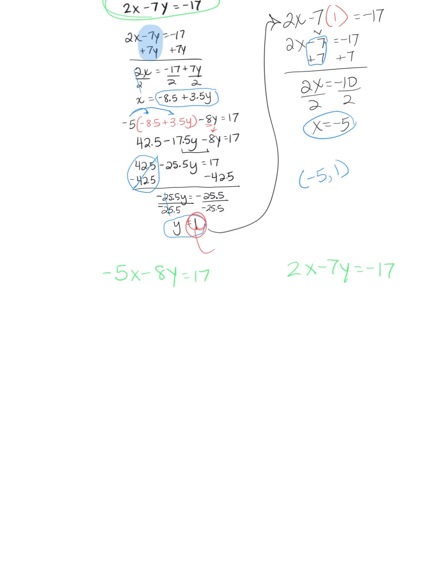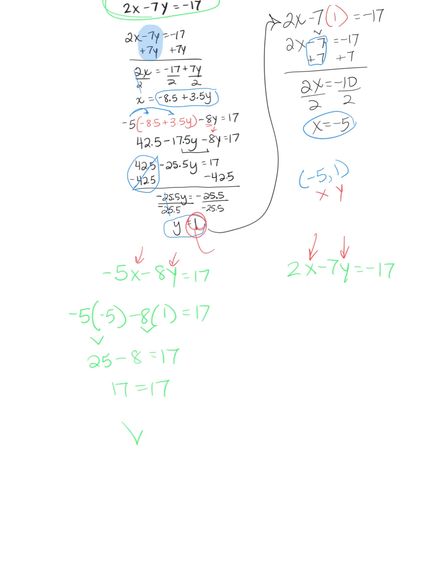Okay, let's see. We have x and we have y. We're substituting x and y. So we have negative 5 times x, which is negative 5, minus 8 times 1 is 17. That gives us 25. Minus 8 is 17, and that's true.